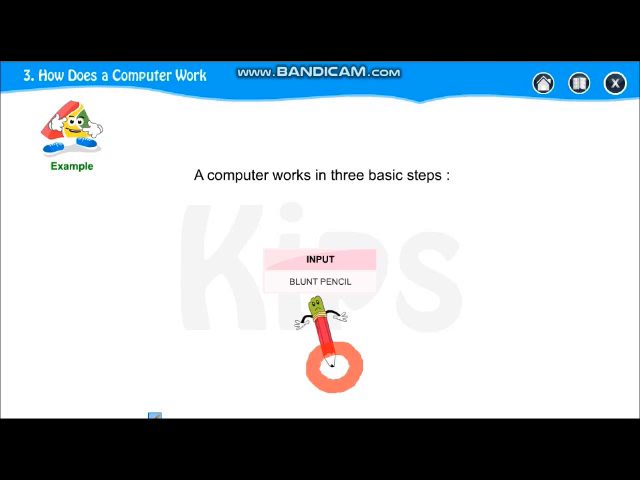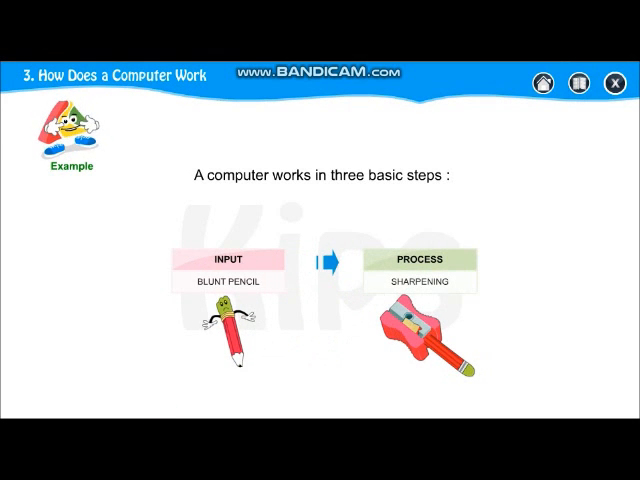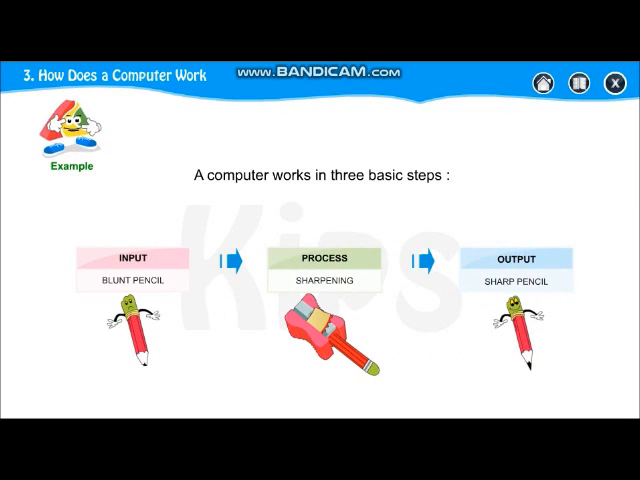What process we have to do? We have to sharpen it. Okay, we have to put a sharpener on the pencil. Okay, so what is the process? Sharpening. And what is the result? Your pencil is sharp. Okay, so you have a blunt pencil. You have done the process, that is sharpening, and output is your pencil which is sharp. Okay, so this is your input, process, output.